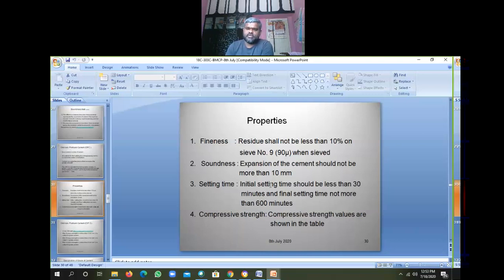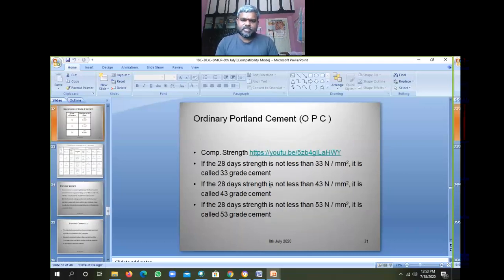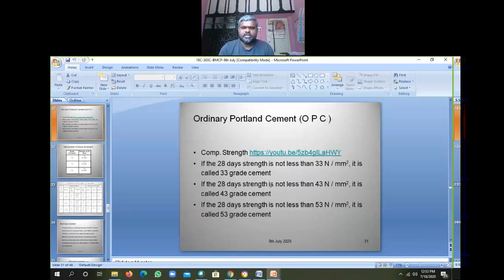Initial setting time for OPC should not be less than 30 minutes, and final setting time should not be more than 600 minutes. Compressive strength is given as per the grade of cement, like 33 grade, 43 grade, 53 grade cement, which can be calculated, as already explained here. So if you get 28 days strength not less than 33 MPa, then it is called 33 grade cement.